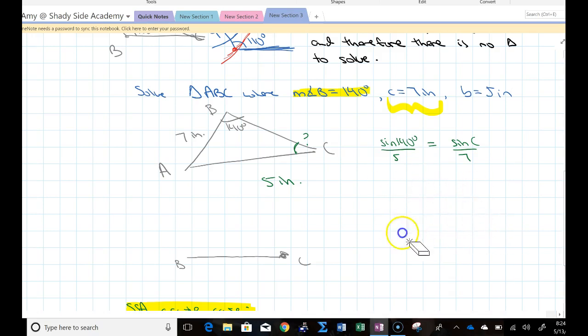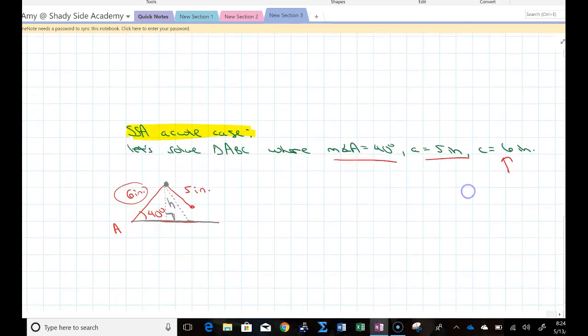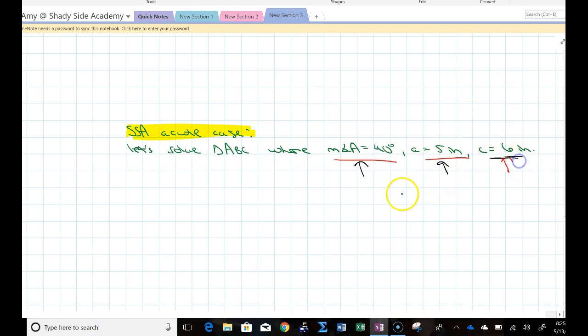Okay, so on to the SSA acute case. So let's come down here and take a look at this. The SSA acute case, I'm asking you here, let's solve triangle ABC where the measure of angle A is 40, a equals 5, and c equals 6. And once again, if you look at the SSA, you're given an angle, you're given a side opposite the angle, and then you're given an additional side. That is the SSA case.